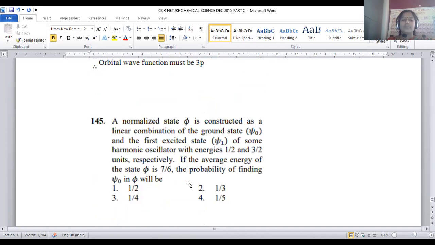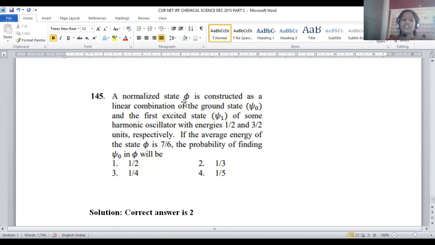Let us move on to question number 145, the last question of the series. Again, it is from physical chemistry. A normalized state pi is constructed as a linear combination of the ground state psi naught and the first excited state psi 1 of a harmonic oscillator with energies 1/2 and 3/2 units respectively. If the average energy of pi is 7/6, the probability of finding psi naught in pi will be.